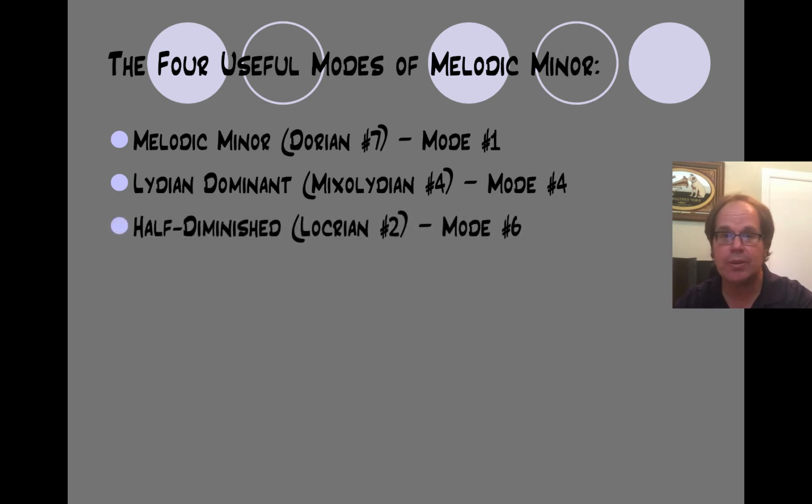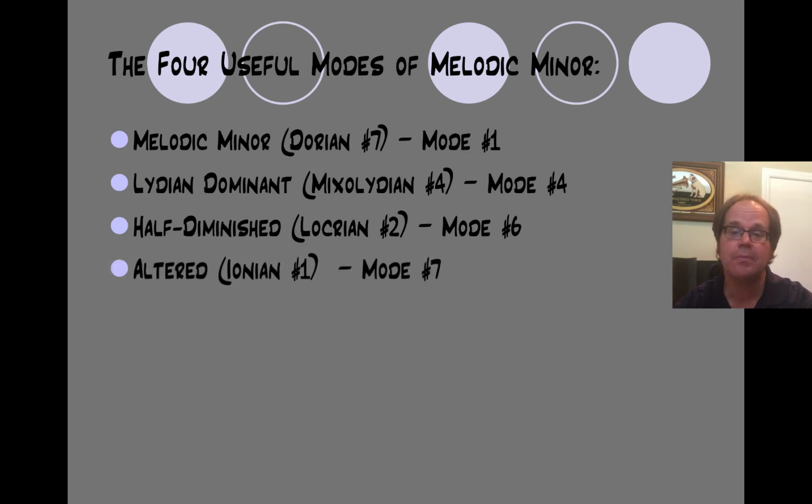Half diminished, which is the 6th mode of melodic minor, otherwise known as Locrian sharp 2. So we're going to use that on half diminished chords. And then we have this altered scale, which is mode number 7, otherwise known as Ionian sharp 1, which is really confusing, but we tend to use that on 7 chords, right? We're going to learn all of these in 12 keys.